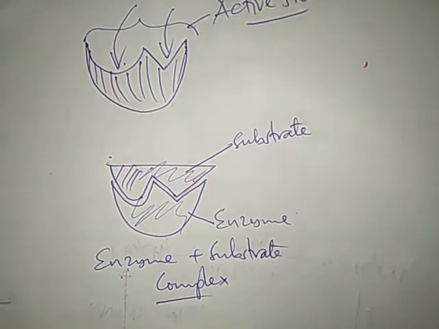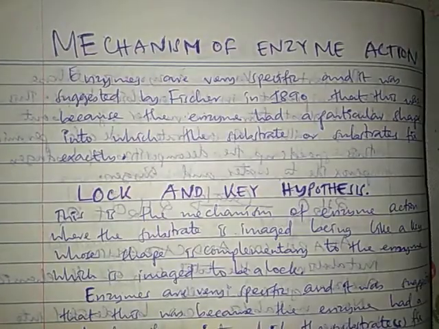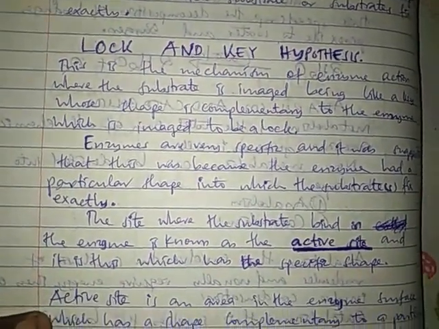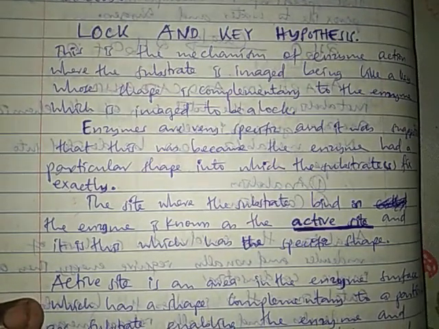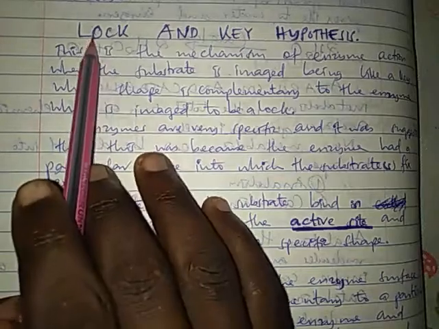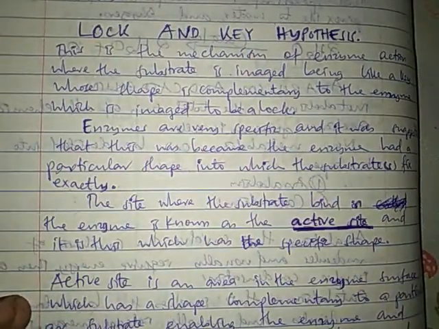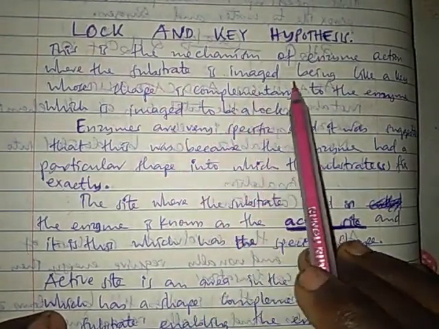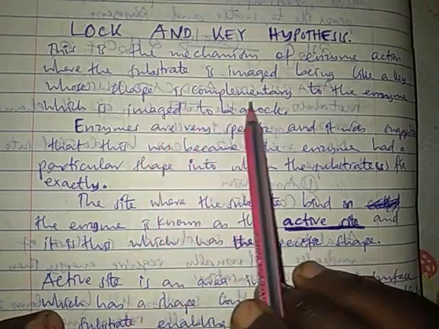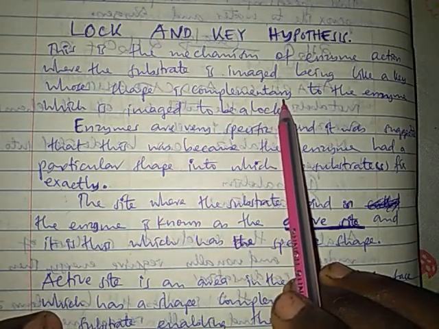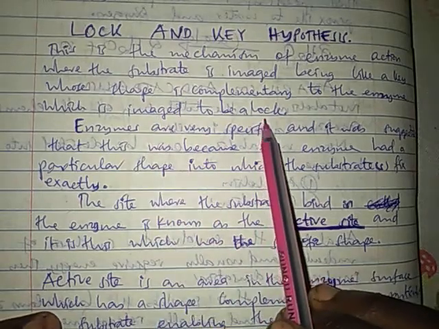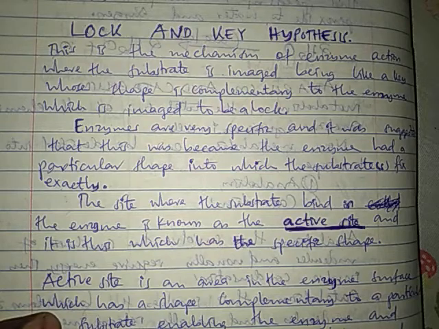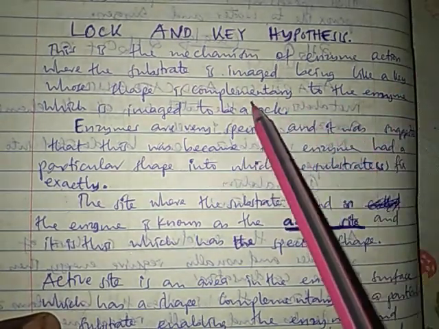Kwa hiyo sasa ni kwamba ziko mechanism za huyu substrate na enzyme kuweza kubanana. Hiyo ndio inaitwa mechanism of enzyme functioning. Ziko mbili. Ya kwanza inaitwa lock and key hypothesis, kwamba hapa enzyme inachukuliwa kama kufuli, substrate kama nini? Funguo. Lock and key, kufuli na funguo, hypothesis. Kwa usipate ugumu wote kuelewa, this is the mechanism of enzyme action where the substrate is imaged being like a key whose shape is complementary to the enzyme which is imaged to be a lock. Maana shape kati ya enzyme ambayo ni kama kufuli na funguo huwa lazima ziingiliane, ndio tunaita complementary.